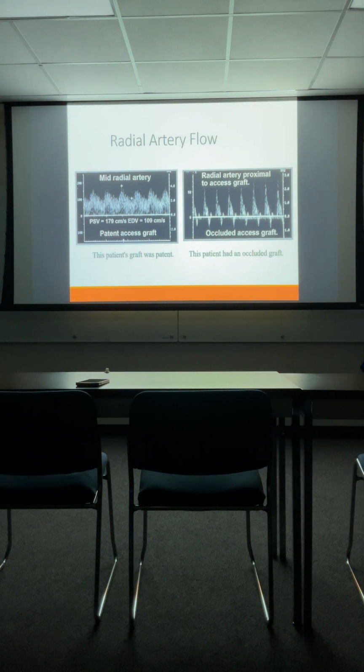So this is what arterial inflow proximal to a graft or a fistula should look like. This is normal. The waveform should be low resistance, high diastolic flow, like in this image right here. So this indicates that there's adequate inflow to that graft and that the graft is patent.